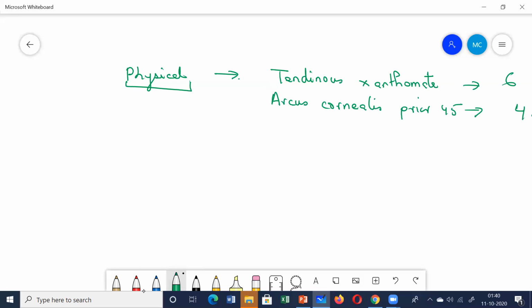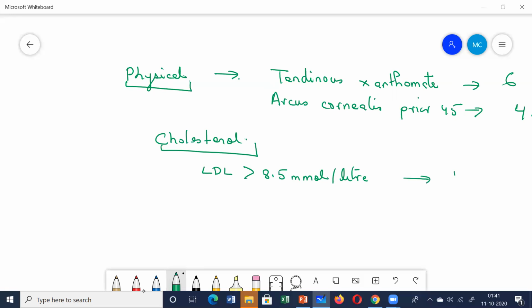Then we come to the cholesterol levels. There are a total of 4 cholesterol levels, and accordingly we are going to arrange them. First, if the patient's LDL cholesterol level is more than 8.5 millimoles per liter, please don't get confused between millimoles per liter and mg per dl. You multiply it by around 38 to get mg per dl. So more than 8.5 is 8 points.